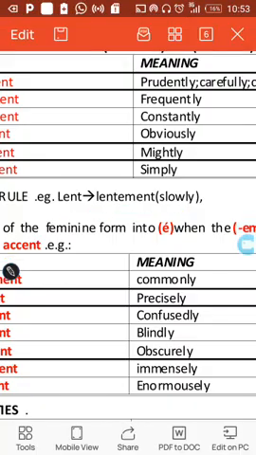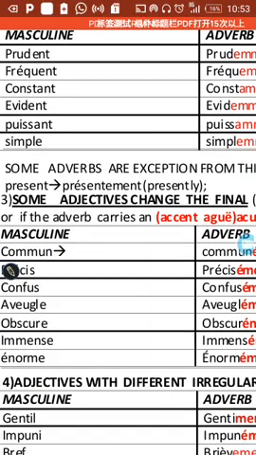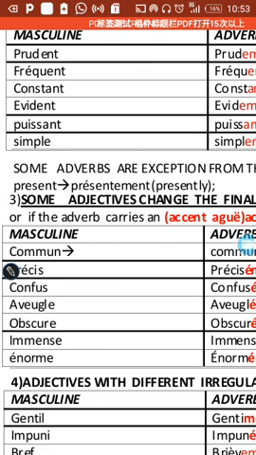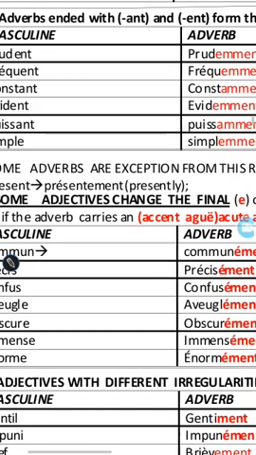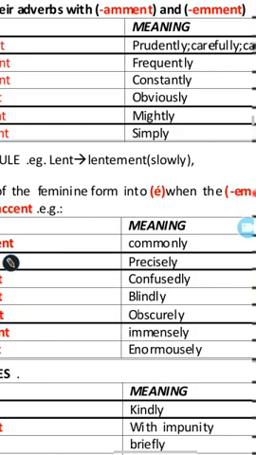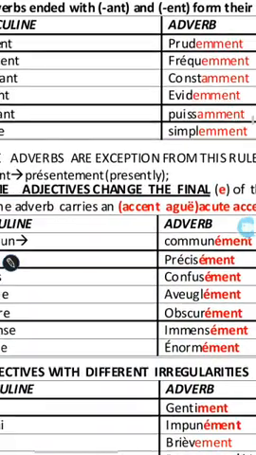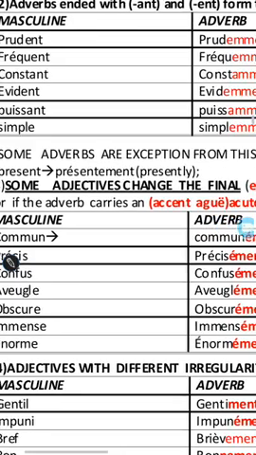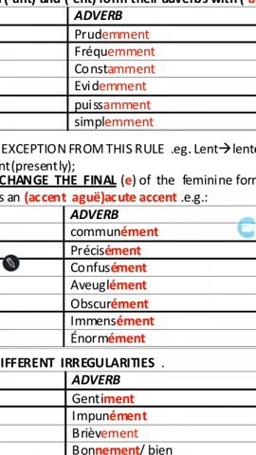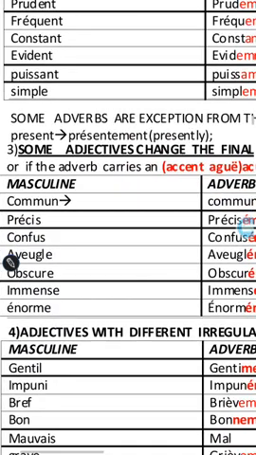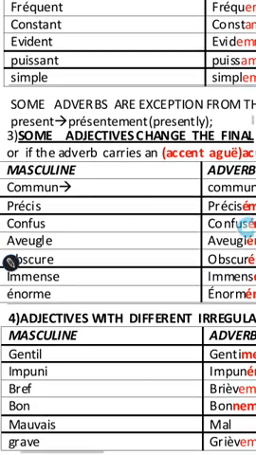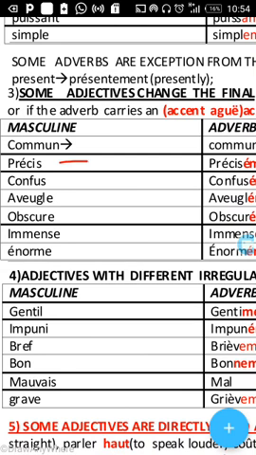Look at the adverbs here that we are forming. These are the adjectives, number four, adjectives with different irregularities. We have gentil, kind, gentle, and gentiment, kindly. We have impuni, someone that is without punishment, and impunément, with impunity. We have bref, short, brief; the adverb is brièvement, briefly. We have bon, good; bonnement, well, frankly. We have mauvais, bad. The adverb is mal, bad.